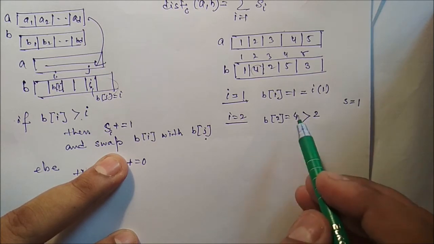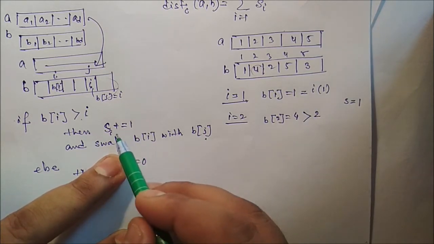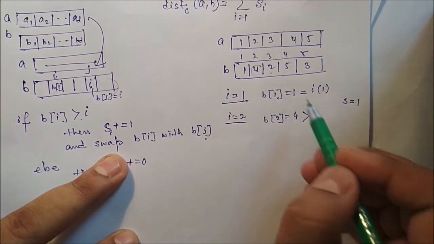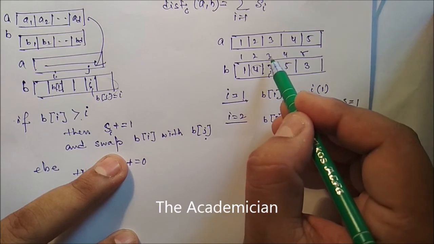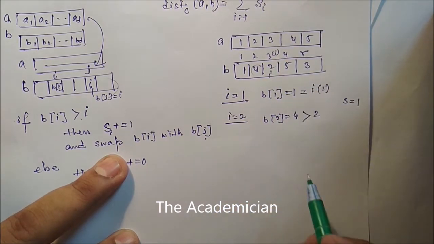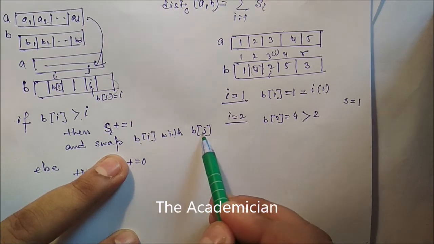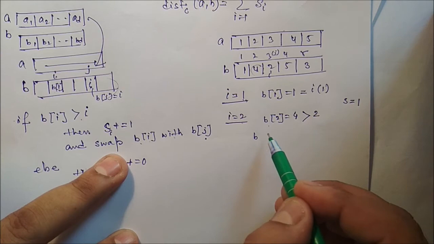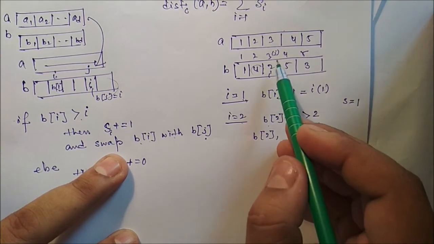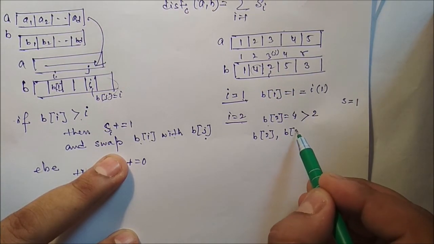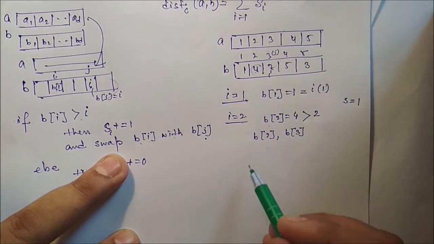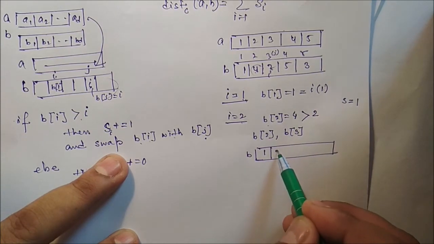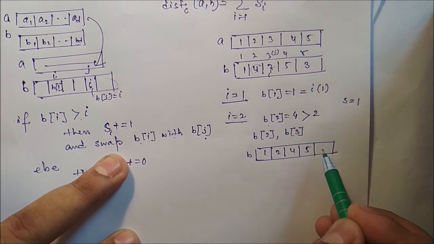Now this is nothing but our i, so i must be somewhere here. i is equal to 2, where is 2? Here it is 2. The corresponding index is j, so this will be our j. So swap Bi with Bj. That means i is equal to 2 with j, and j is equal to 3. Swap B2 with B3. After swapping, B will be 1, 2, 4, 5 and 3.